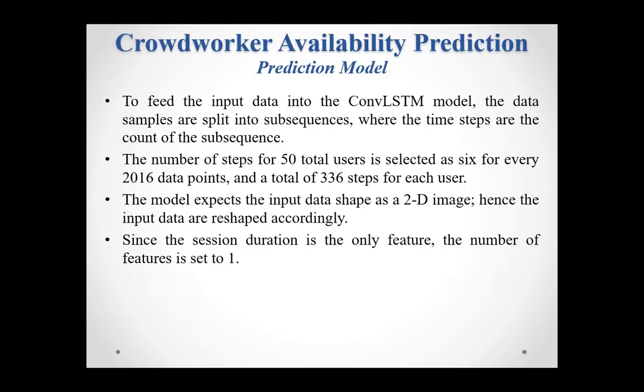Now for the prediction model, that's the main step for our research paper. To feed the input data into the conv LSTM model, the data samples are split into sequences where the time steps are the count of the subsequence. The number of steps for 50 total users is selected as 6 for every 2016 data points, and a total of 336 steps for each user. The model expects the input data shape as a 2D image, hence the input data are reshaped accordingly. Since the session duration is the only feature, the number of features is set to 1.